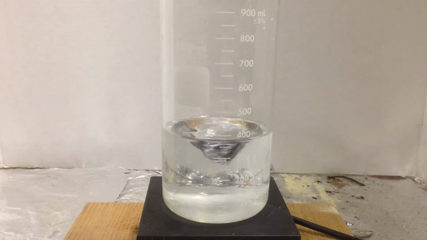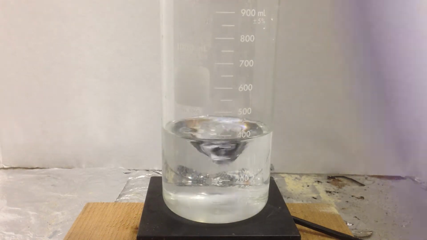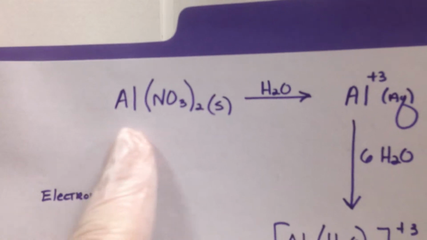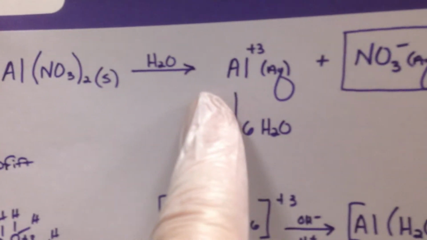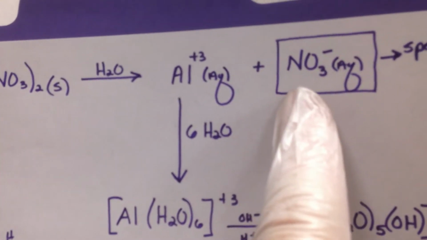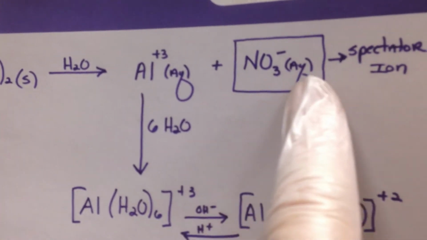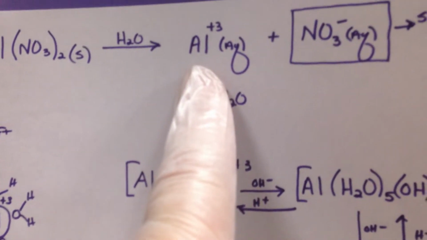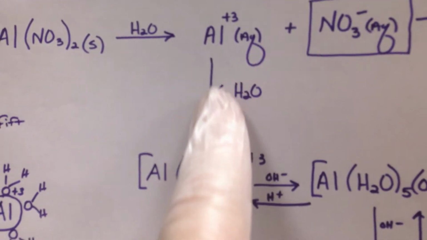Now, what's happening here, and let me show you, is I have aluminum nitrate, and in water it breaks apart into aluminum plus 3, and of course the nitrate ion, which is a spectator ion here. Now, what happens is, because this ion, like most amphoteric ions, is so small, it draws in 6 waters. They're so attracted to it.